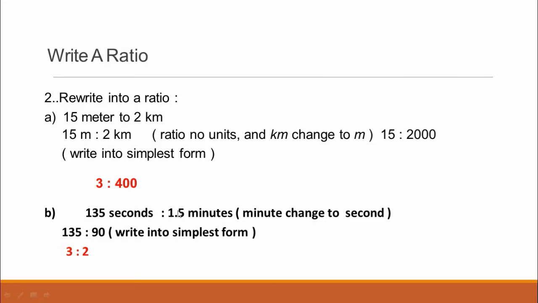And the second example for this rule: 135 seconds and 1.5 minutes. So convert the minutes to seconds. Which quantity will be converted to the other quantity? Convert the largest unit to the smallest unit. Since in these two units, second is the smallest unit for time, convert the minutes to seconds. We can write 135 seconds ratio 90 seconds. So the simplest form of this ratio is 3 ratio 2.